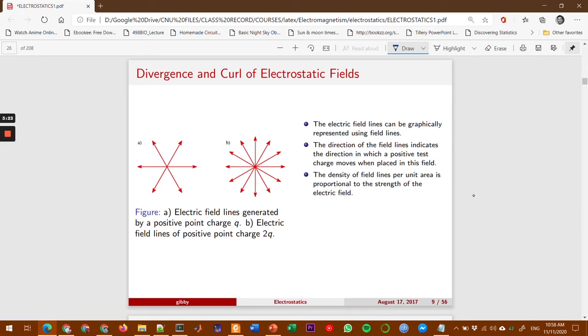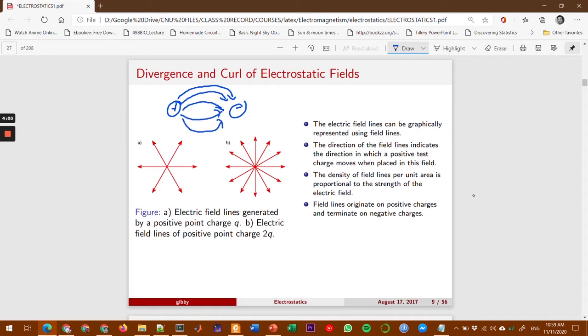The density of field lines per unit area, so in this case, is proportional to the strength of the electric field. So kung mas dako ang iyang magnitude or value sa iyang density of field lines per unit area, of course, the strength of the field is also greater if you compare this one and this one. So field lines originate on positive charges and terminate on negative charges. So it's like this. If na ako, this is positive and then this is negative. Inaana siya. Right. So you get the idea.